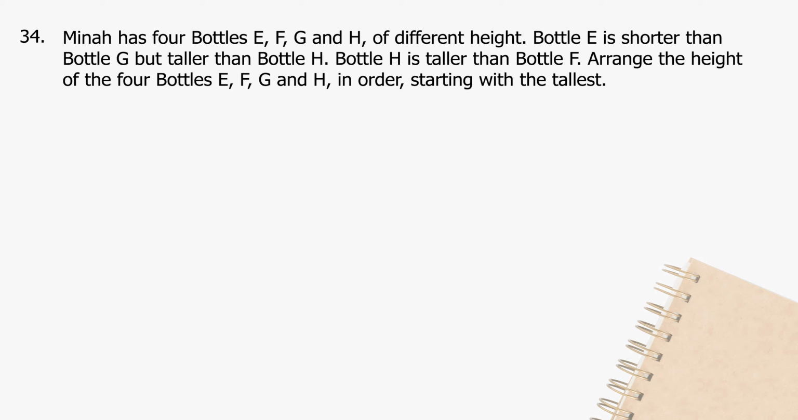Question 34. Minor has 4 bottles E, F, G, and H of different height. Bottle E is shorter than bottle G, but taller than bottle H. Bottle H is taller than bottle F. Arrange the height of the 4 bottles E, F, G, and H in order, starting with the tallest.